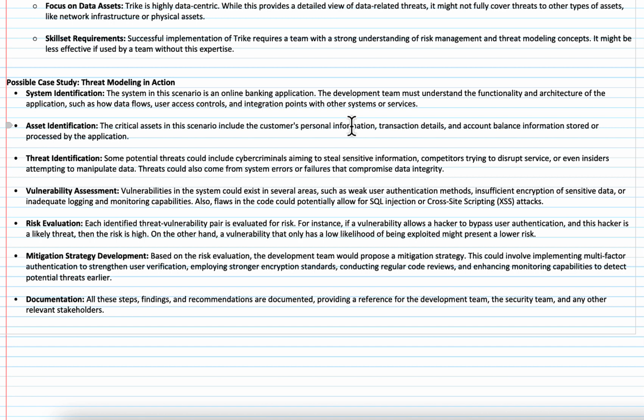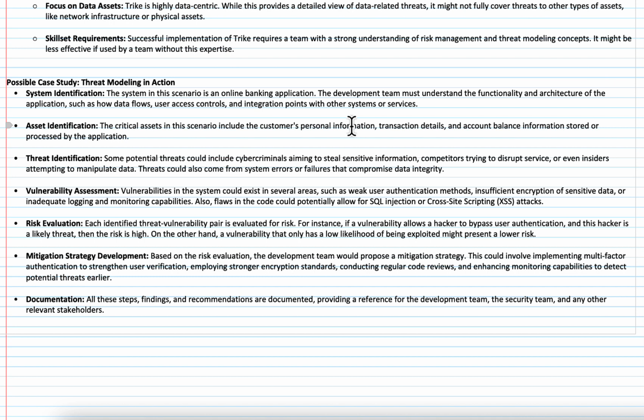Now you need to look at the critical assets involved. The critical assets could be customers' personal information, transaction details, account balances, and EDI information between banks. All of that is your asset identification. So you have the systems, you know the data coming and going, and you've now identified these assets. Then the next thing you come down to is looking at the threats.